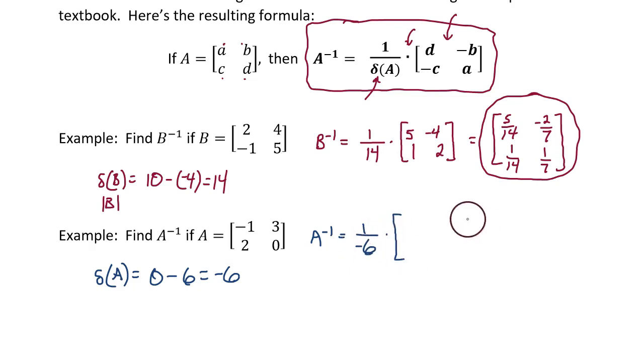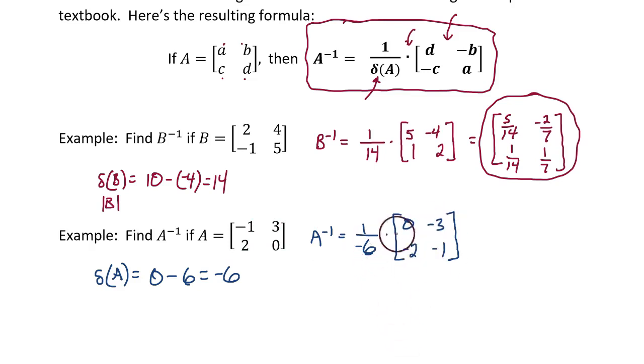Now we're going to multiply by a 2 by 2 matrix that we make from our original. What do you do with these two numbers? You switch their positions. What do you do with these two numbers? You change their signs.